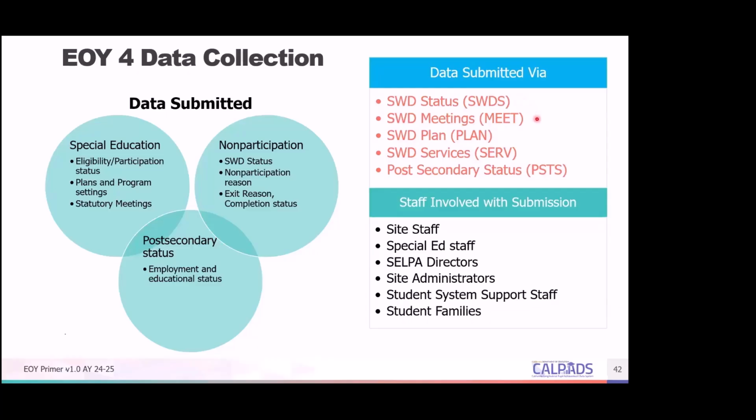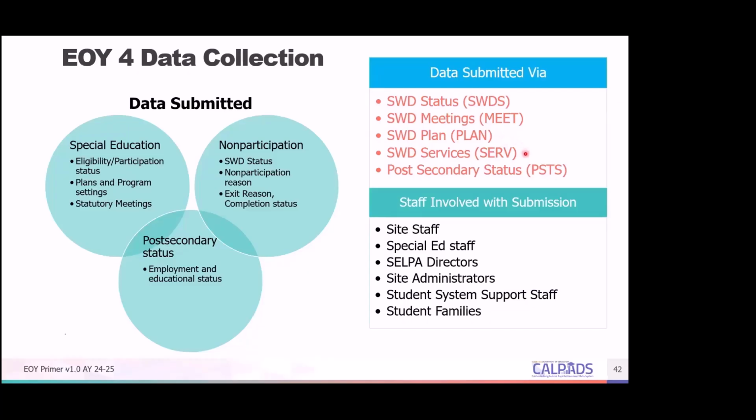Next, we have the Students with Disabilities Meetings, or MEET file, which is used to capture the dates that specific types of statutory meetings were held. This includes initial evaluations, annual plan reviews, eligibility reevaluations, and pending meetings. The MEET file is used to monitor the timelines of these statutory meetings. Next, we have the Students with Disabilities Plan file, which is used to identify the specific plan and the settings that a student is on at any given time.